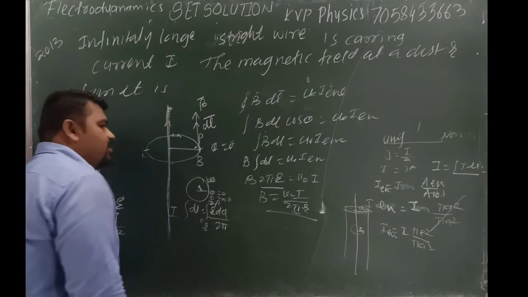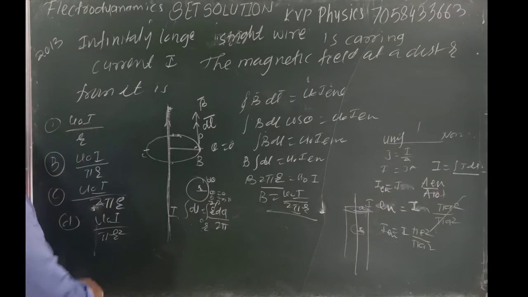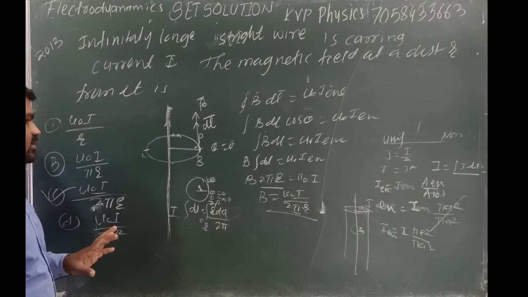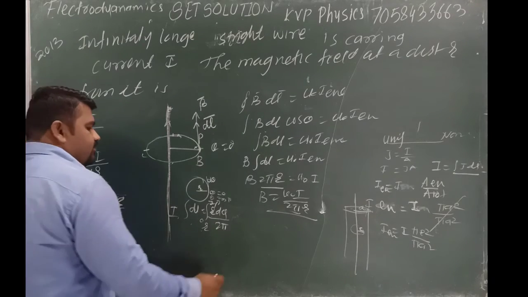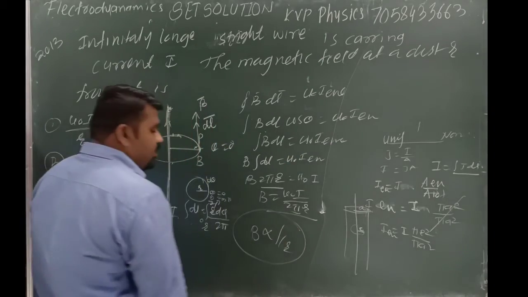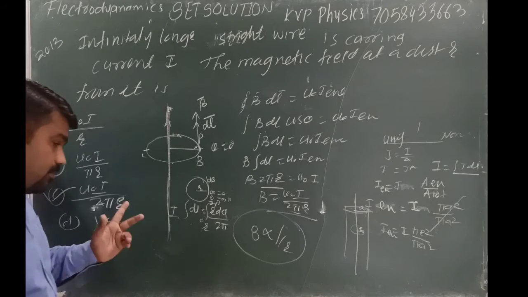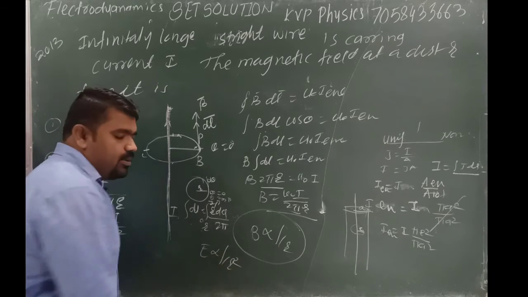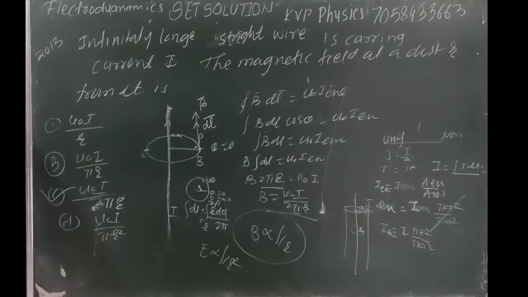This 2 pi comes because of the length of this one. So which option is correct in this case? Mu naught I upon 2 pi r for this case. Always memorize: outside, B is directly proportional to 1 by r. And for the electric field, we know that outside E is directly proportional to 1 by r square.